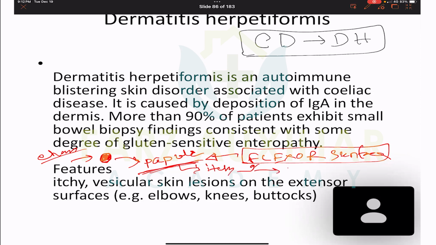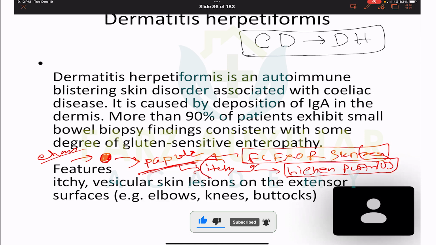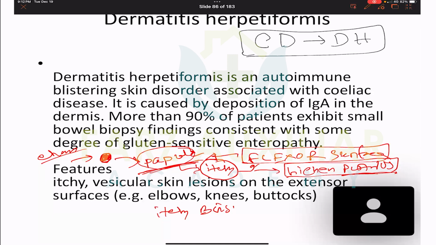What will be the clue? That should be lichen planus. We will read about lichen planus, but if there is any itchiness and papule and pustule, then you should diagnose lichen planus. If there is any itchiness that comes with blisters on the extensor surface, that would be dermatitis herpetiformis. So flexor surface, itchy pustule and papule rash, that is lichen planus. You should answer lichen planus. Itchy blister on the extensor surface, dermatitis herpetiformis.